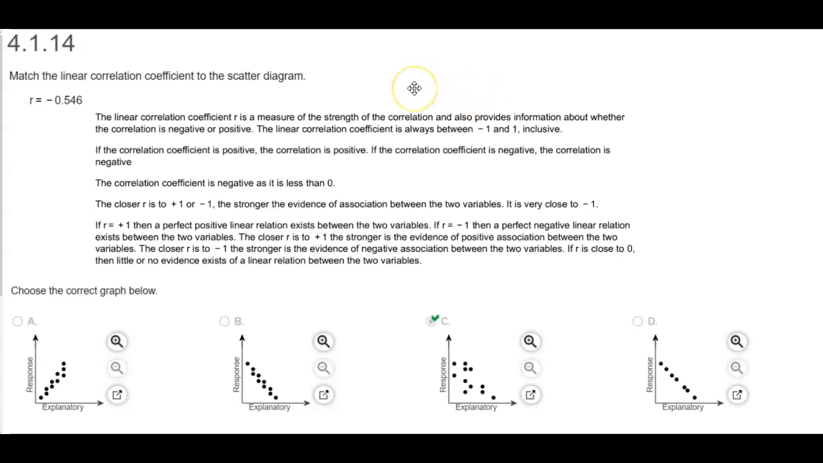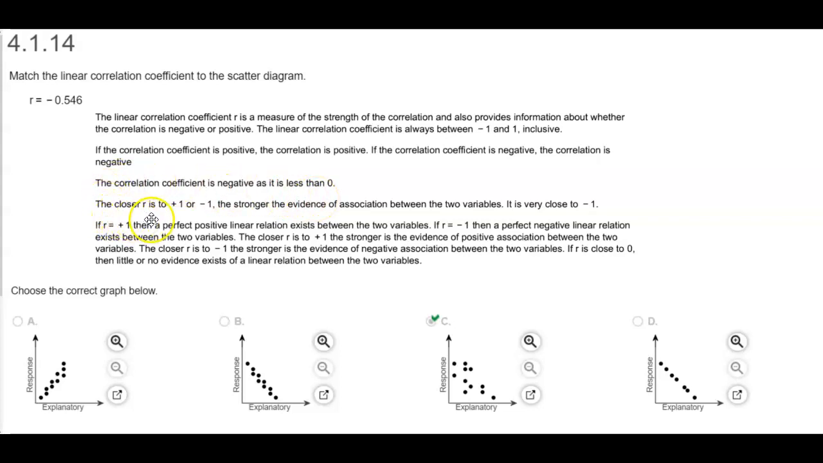The linear correlation coefficient is always in between the values of negative 1 and 1 inclusive. Because this value is a decimal, that means it's in between negative 1 and 1. Now, if the correlation coefficient is positive, then the correlation is positive. If the correlation coefficient is negative, then the correlation is negative, as it is less than 0.